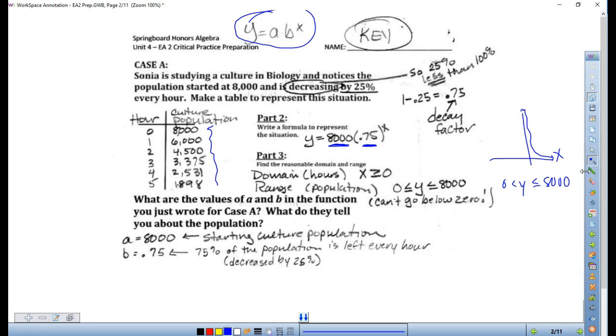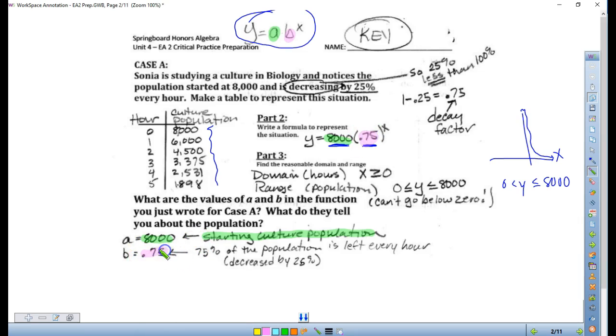And the values of A and B, those just have to do with the function itself. So the value of A in this one was 8,000. And what does it tell me about the population? That tells me the starting population at time 0, when it began. And then the B value in this one was 0.75, and that is telling me, you got to come up with the words.